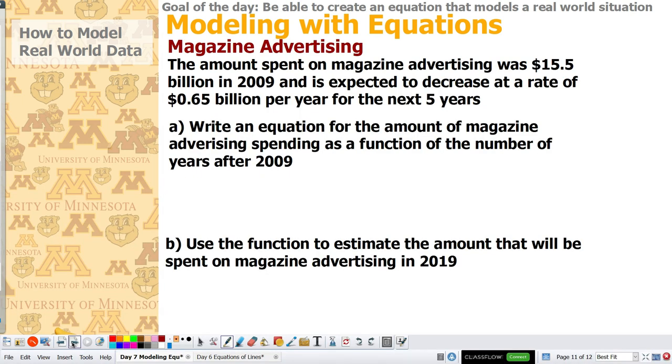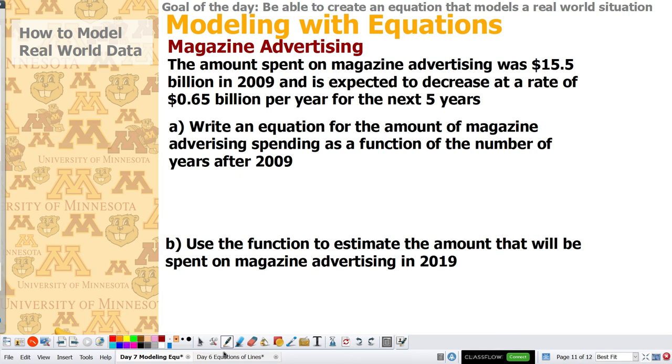This is going to be the last example here. Magazine advertising. The amount spent on magazine advertising was $15.5 billion in 2009, and it is expected to decrease at a rate of $0.65 billion per year over the next 5 years. Write an equation for the amount of magazine advertising spending as a function of the number of years after 2009.